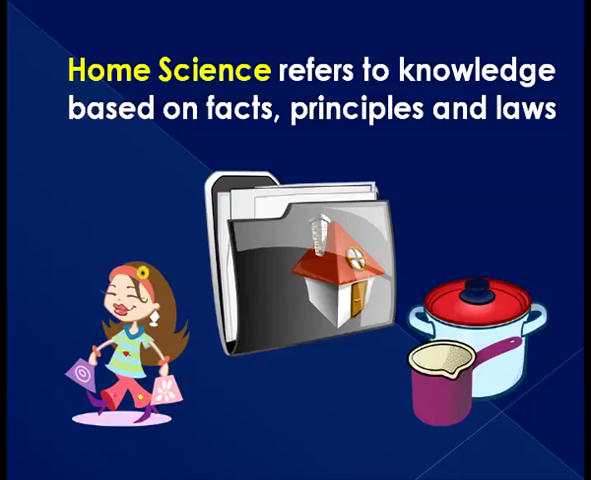When we keep learning home science, then we can say home science refers to the knowledge based on facts, principles and laws. Here in these pictures you can see different things. One is for collecting, the accumulation of facts. We are talking about the principles, how the cooking is done. We are also talking about the laws. We study the consumer laws, consumer rights.